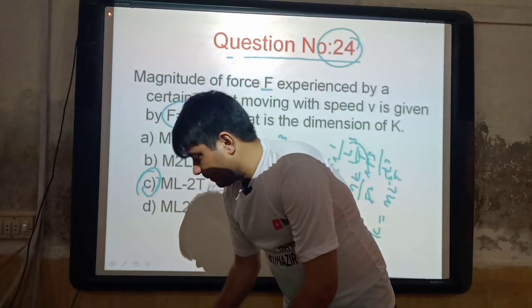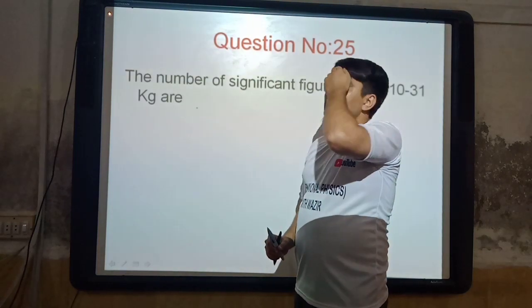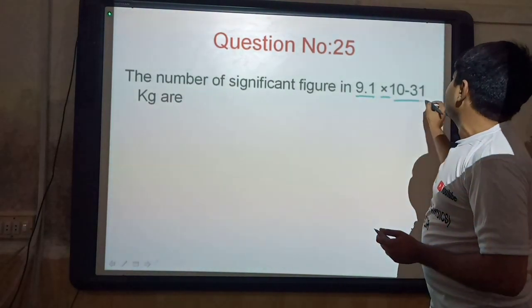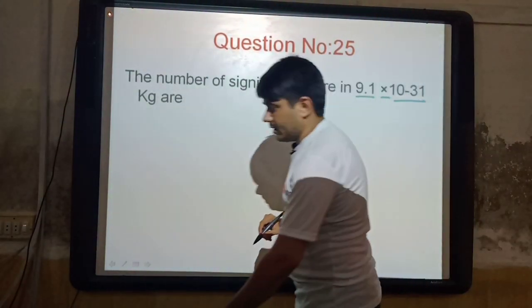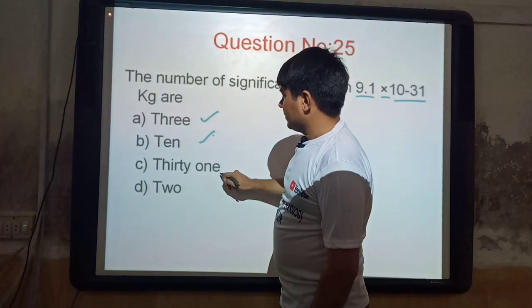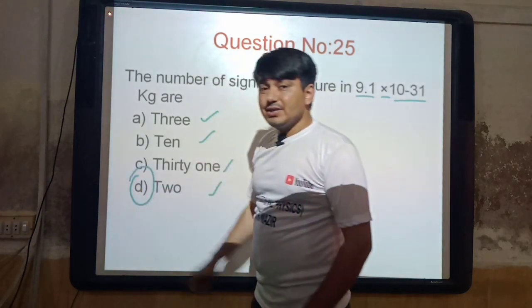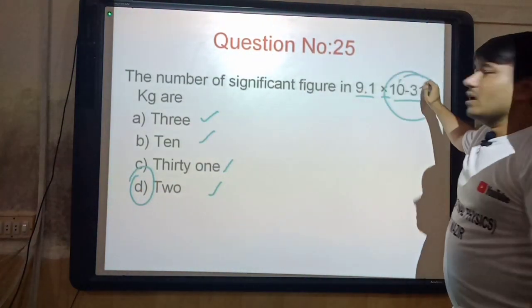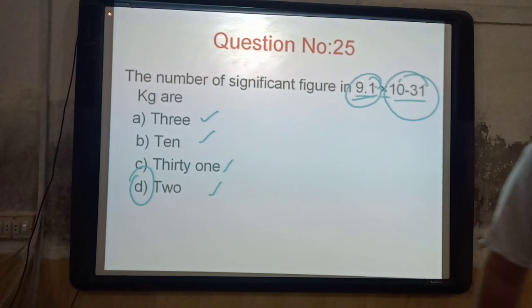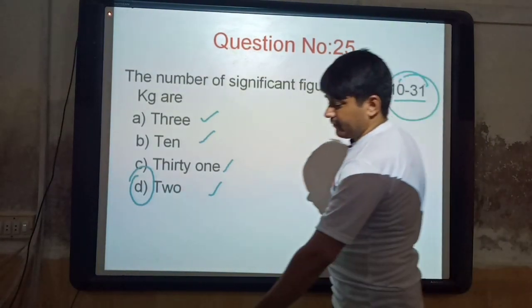Another question for you. Question number 25: the number of significant figures in 9.1 times 10 to the power minus 31 kilogram. How many significant figures? Options are 3, 10, 31, 2. Which option is correct? The exponent form is not considered as a significant figure. So 9.1 times 10 to the power minus 31 consists of 2 significant digits.